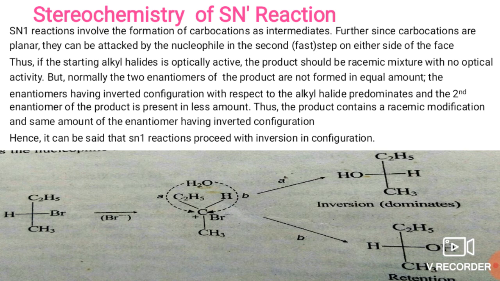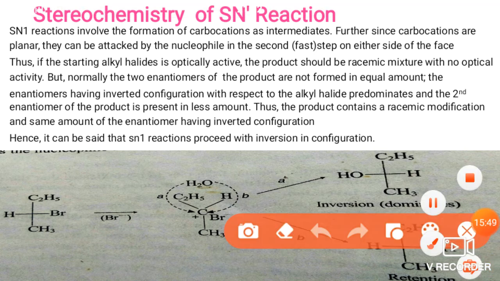Here, the starting alkyl halide is optically active in nature because it contains a chiral carbon atom with different groups like bromine, ethyl group, methyl group and hydrogen atom, and we follow the Cahn-Ingold-Prelog rules. According to those rules, bromine has the highest atomic number, so it always has first priority.